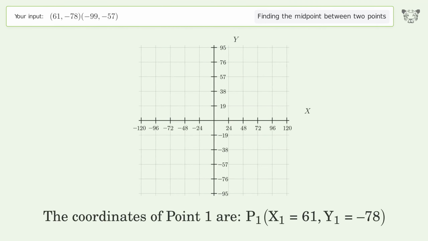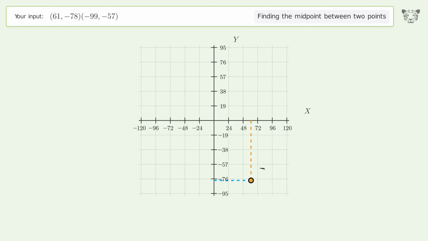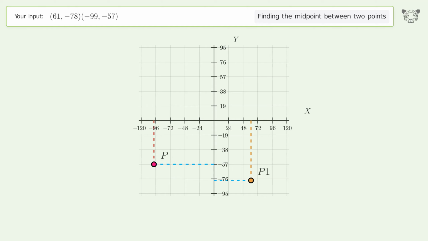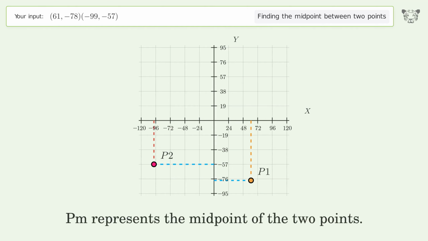The coordinates of point 1 are x1 equals 61, y1 equals -78. The coordinates of point 2 are x2 equals -99, y2 equals -57. PM represents the midpoint of the 2 points.